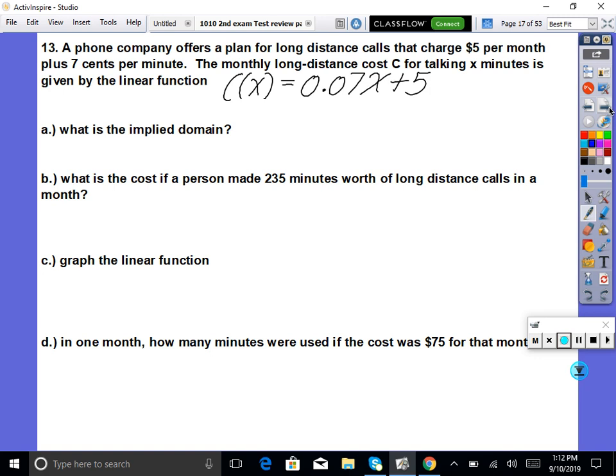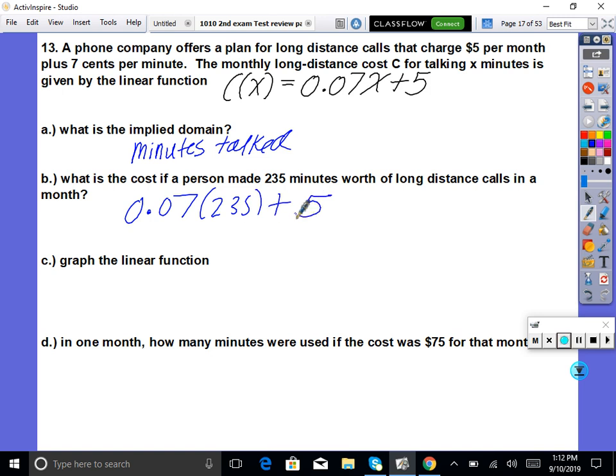That means what is our input? What does our x value stand for? Well, think about it. Right here it says x is minutes. So you'd say minutes. Minutes talked. Then it says what is the cost if a person made 235 minutes worth of long distance calls? You would go 0.07 times 235 plus 5, and you would just type it into your calculator.